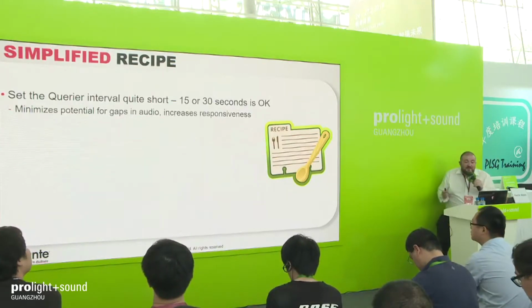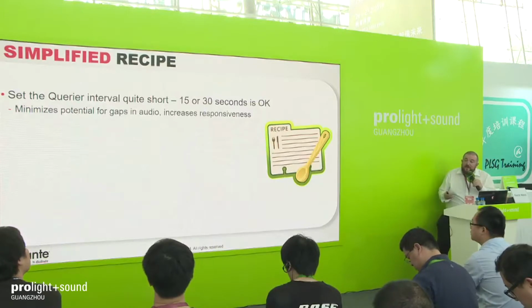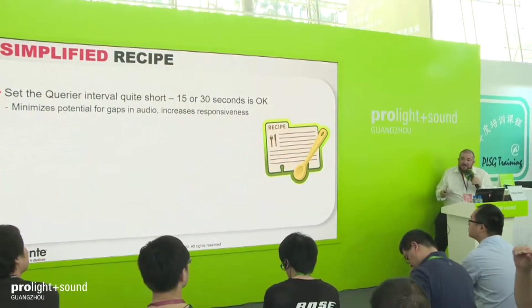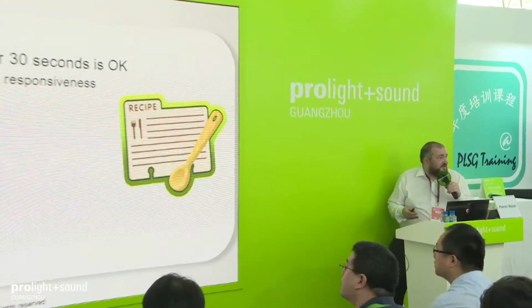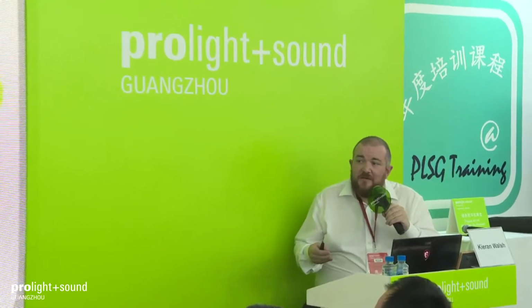So the first thing to do is make sure that you have a short query interval. So something like 15 or 30 seconds is absolutely fine. Now what this does is it minimizes your potential for gaps in audio. This means the query goes out more often, the network forwarding tables are kept fresher, so it means that any change in the network is responded to more quickly.